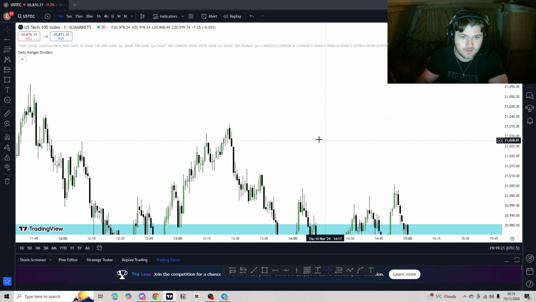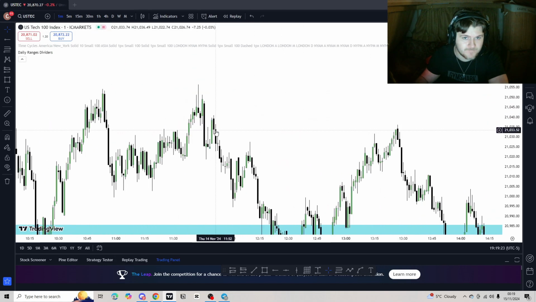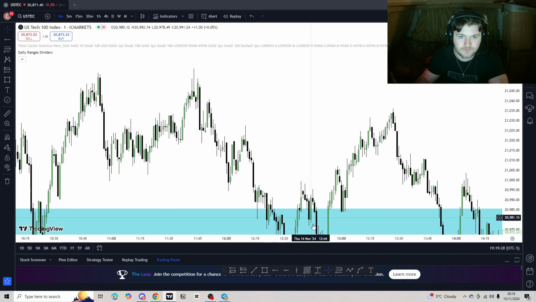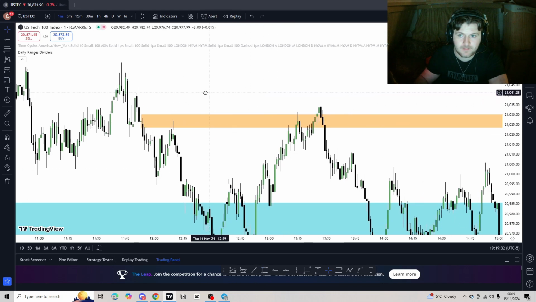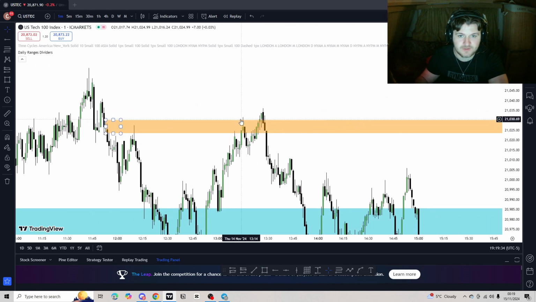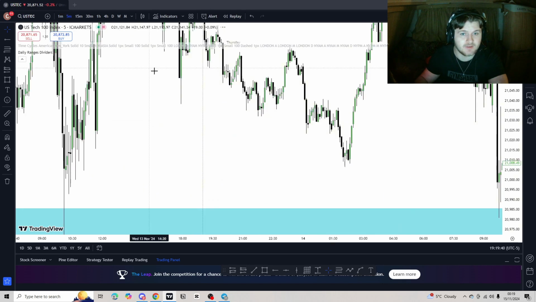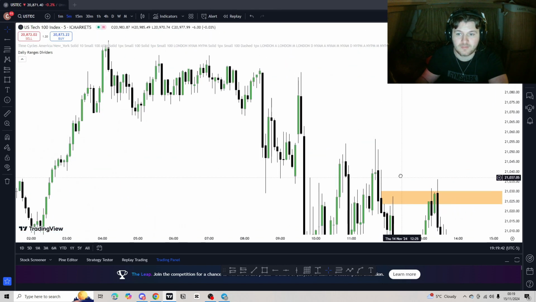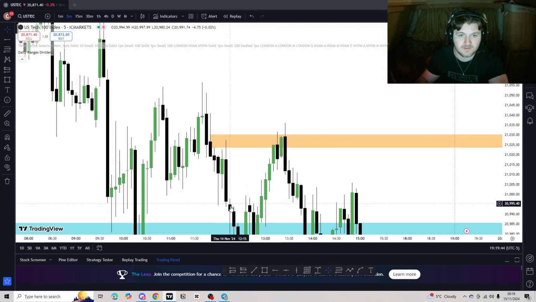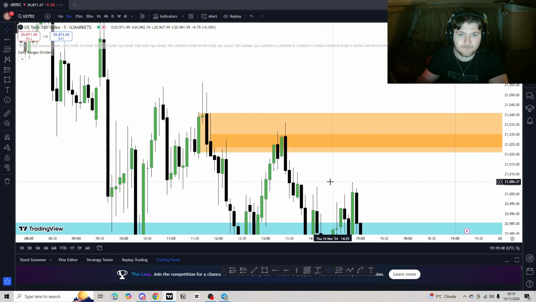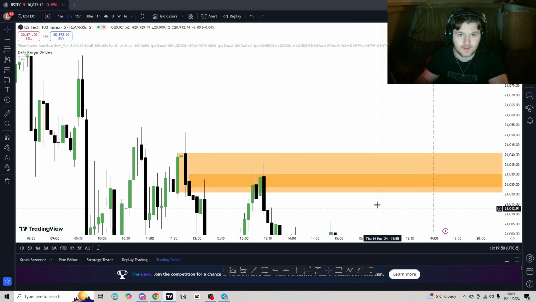Or there's one here too. Obviously this one got tapped into, could have gone here. Obviously we did slightly trade above it, but it might have been a bigger order block. I mean, yeah, obviously this order block here, tapped in, come back down.